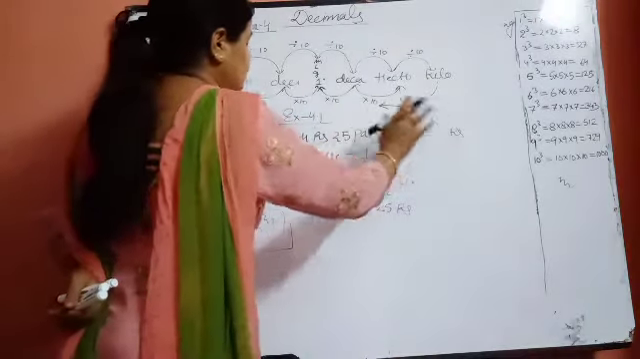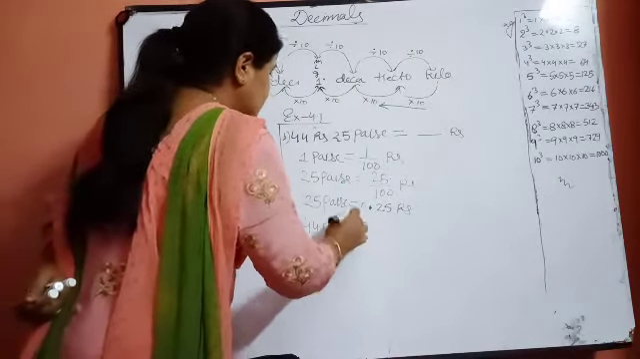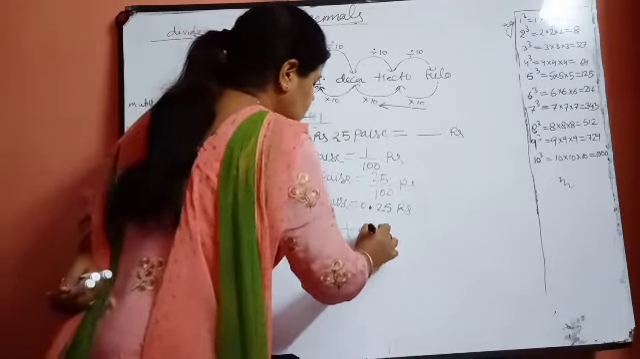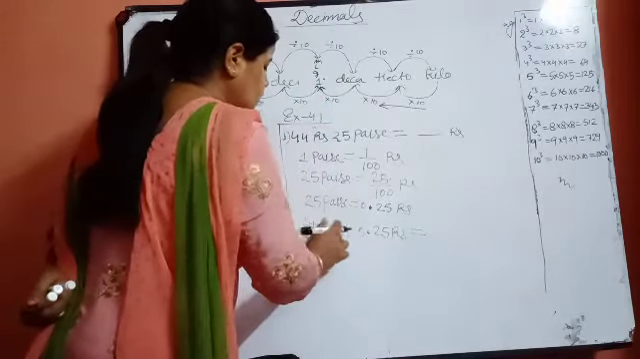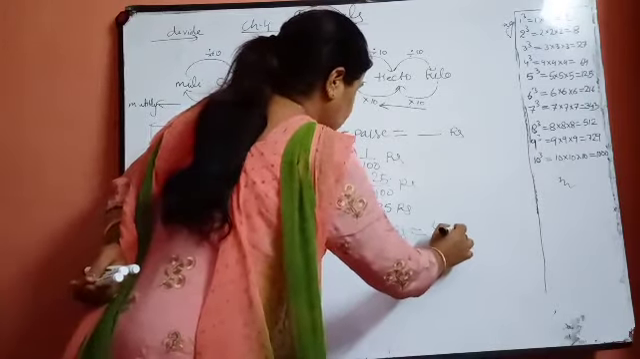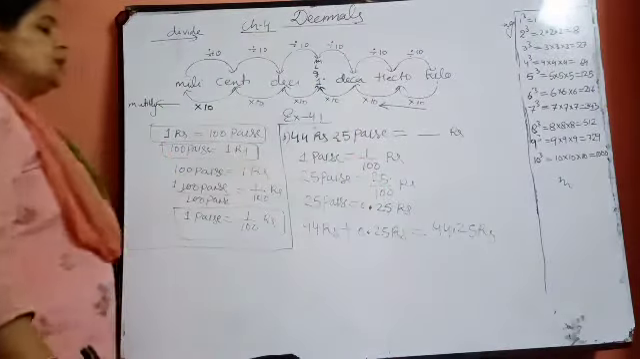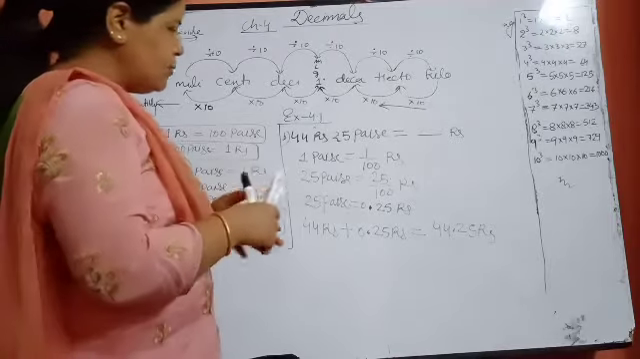Now you have to add them. How many rupees will be the total? So 44 rupees plus, in place of 25 pies, how can you write? 0.25 rupees. It is equal to how many rupees? 44.25 rupees. It will be your answer. 44.25 rupees.